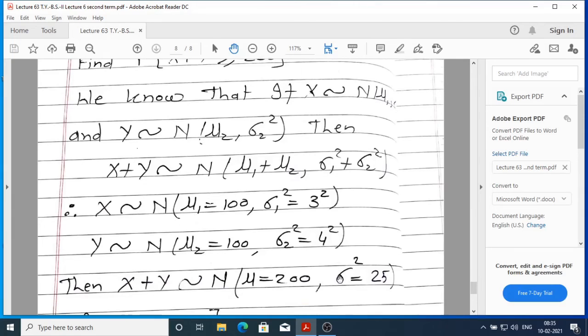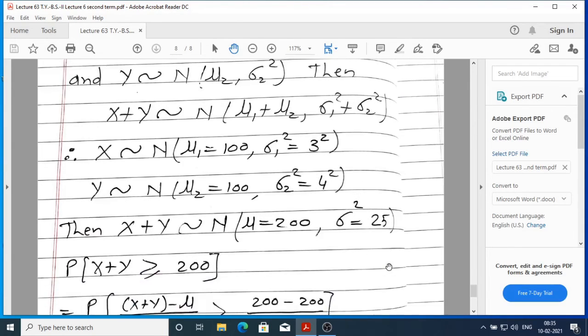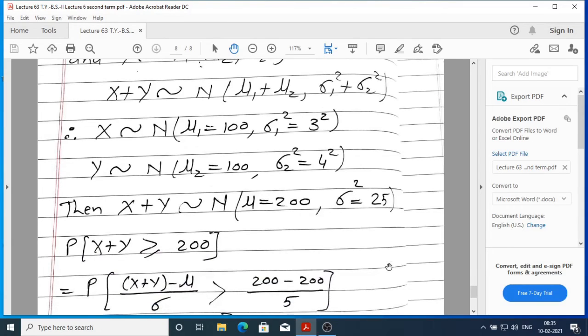So x plus y will follow normal with 200 and sigma square is nothing but 25, because this is nothing but 9, this is nothing but 16. So 9 plus 16 becomes 25. So x plus y follows normal with 200, 25. So we want probability x plus y greater than or equal to 200, which is equal to probability x plus y minus mu upon sigma greater than 200 minus 200 upon 5.